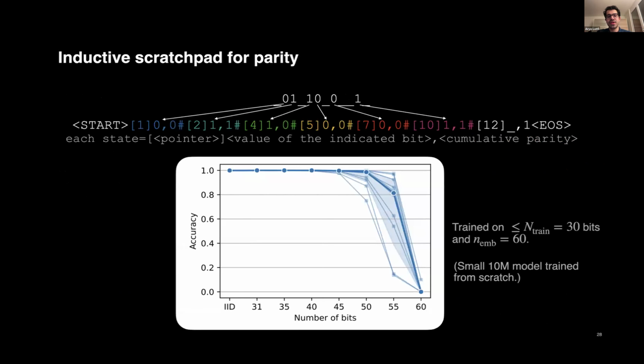We use this format of the Scratchpad, and we get very good results. For example, we train on parities of up to length 30, and we test on parities up to length 60. As you can see, we can go almost perfectly up to size 55, which is almost double length generalization. And it's also a very small model of 10 million parameters.